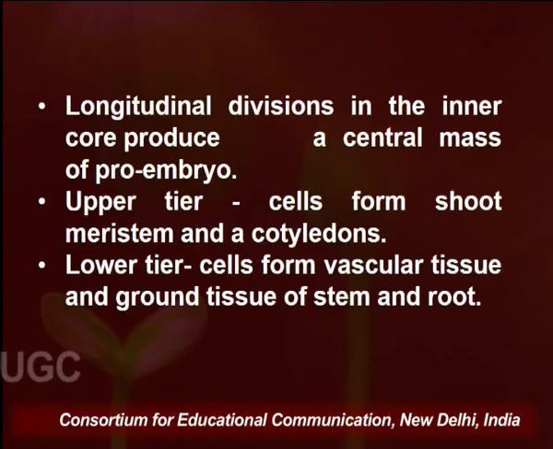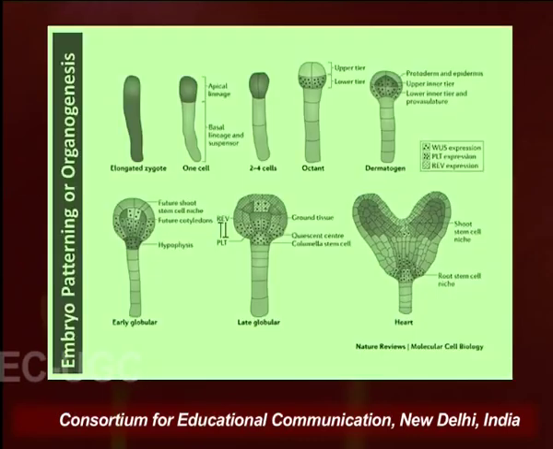And now you can understand that there are different tiers of cells which are assigned to perform different functions. You can see in this particular one, a picture taken from a paper published in Nature, embryo patterning or organogenesis which happens in the embryo. So, there is of course a zygote which divides into 2 cells, the basal and the apical cell.